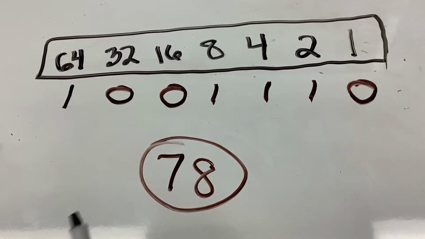So it's much easier to take binary and convert it into our decimal system. But what happens if we're trying to go the other way?